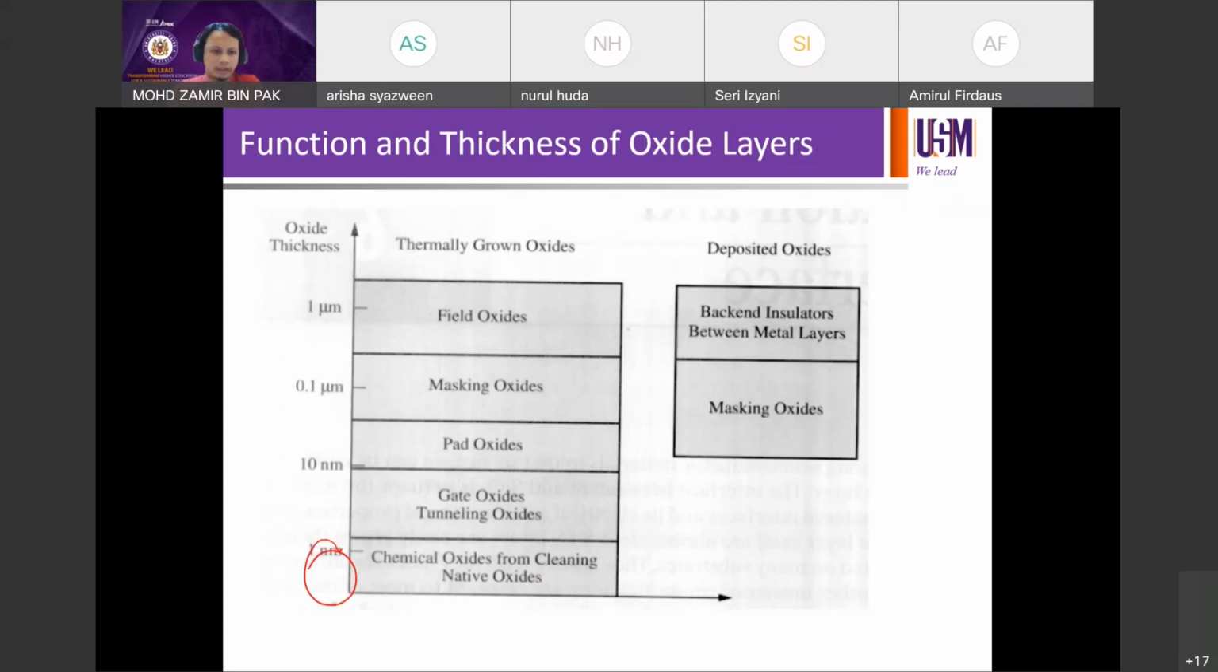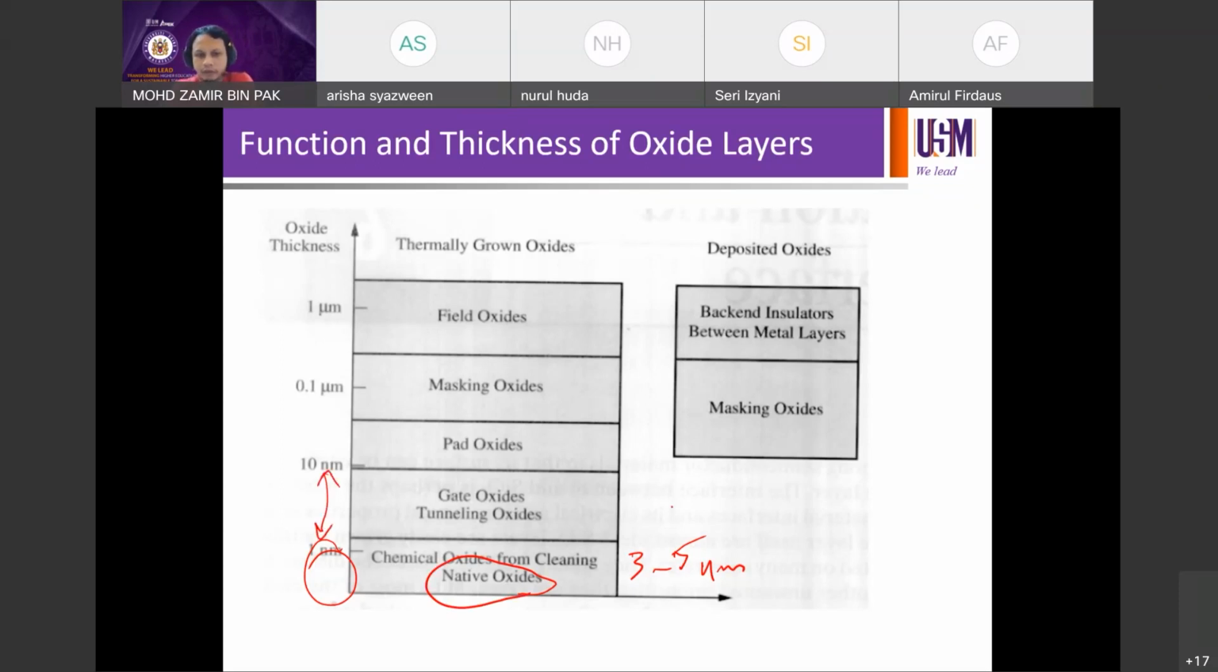is in the region of 1 to 5, 1 to 3 nanometer. Okay, this is about 3 to 5, so it's within that region. Native oxide, if you just leave your silicon wafers on the bench exposed for a couple of hours or a couple of days, you're going to get native oxide on the surface. If you're talking about gate ox or tunneling oxide, then we're talking about oxide thickness below 10 nanometer.